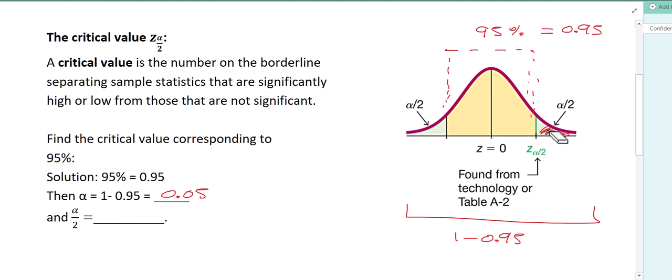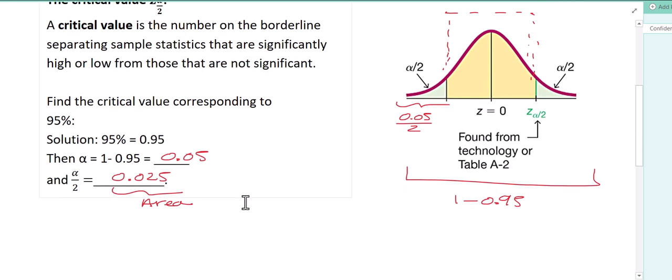That's why we are dividing by 2, because you have the 2 greens and we only want one of them. So 0.05 divided by 2 gives us alpha over 2 is 0.025. Now this represents an area. So we're going to look it up in our Z table of Z-scores, but we're going to do it backwards. In previous sections, we had the Z-score and then looked at the area. Now we have the area, and we want to look up the Z-score.